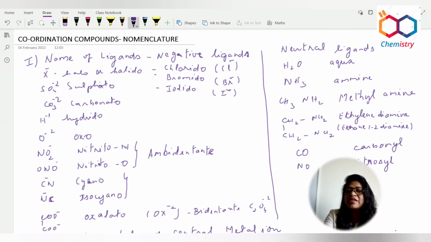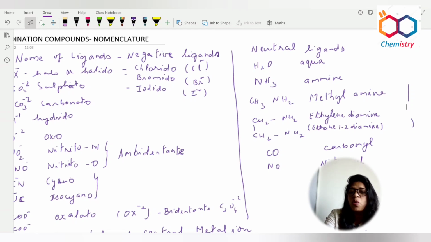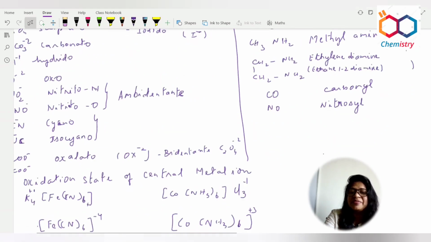Now next we can go through some neutral ligands. H2O is aqua. NH3 is ammine. CH3NH2 is methylamine, as you can see. NH2CH2CH2NH2 is ethylenediamine, or ethane-1,2-diamine. These are all neutral ligands. CO, carbon monoxide, as a ligand is called carbonyl. And NO you call nitrosyl.